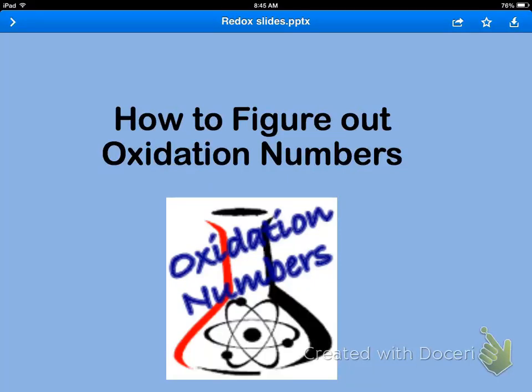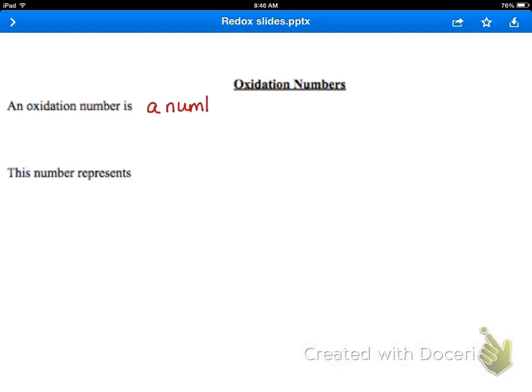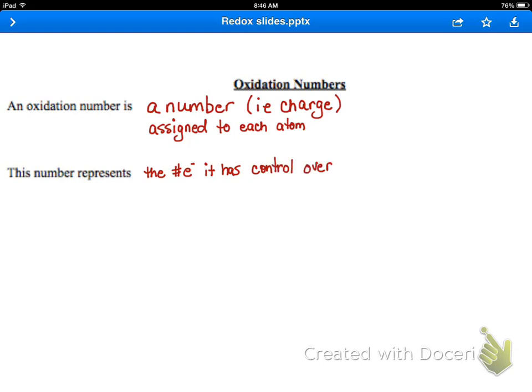In this video, we are going to learn how to figure out oxidation numbers for elements in compounds. An oxidation number is a number assigned to each atom. It's like a charge. It can be a charge, but it doesn't have to be. That number represents the number of electrons that this element has control over. If it's given away or sharing electrons, it's going to be positive. If it's taking extra electrons, it's going to be negative.